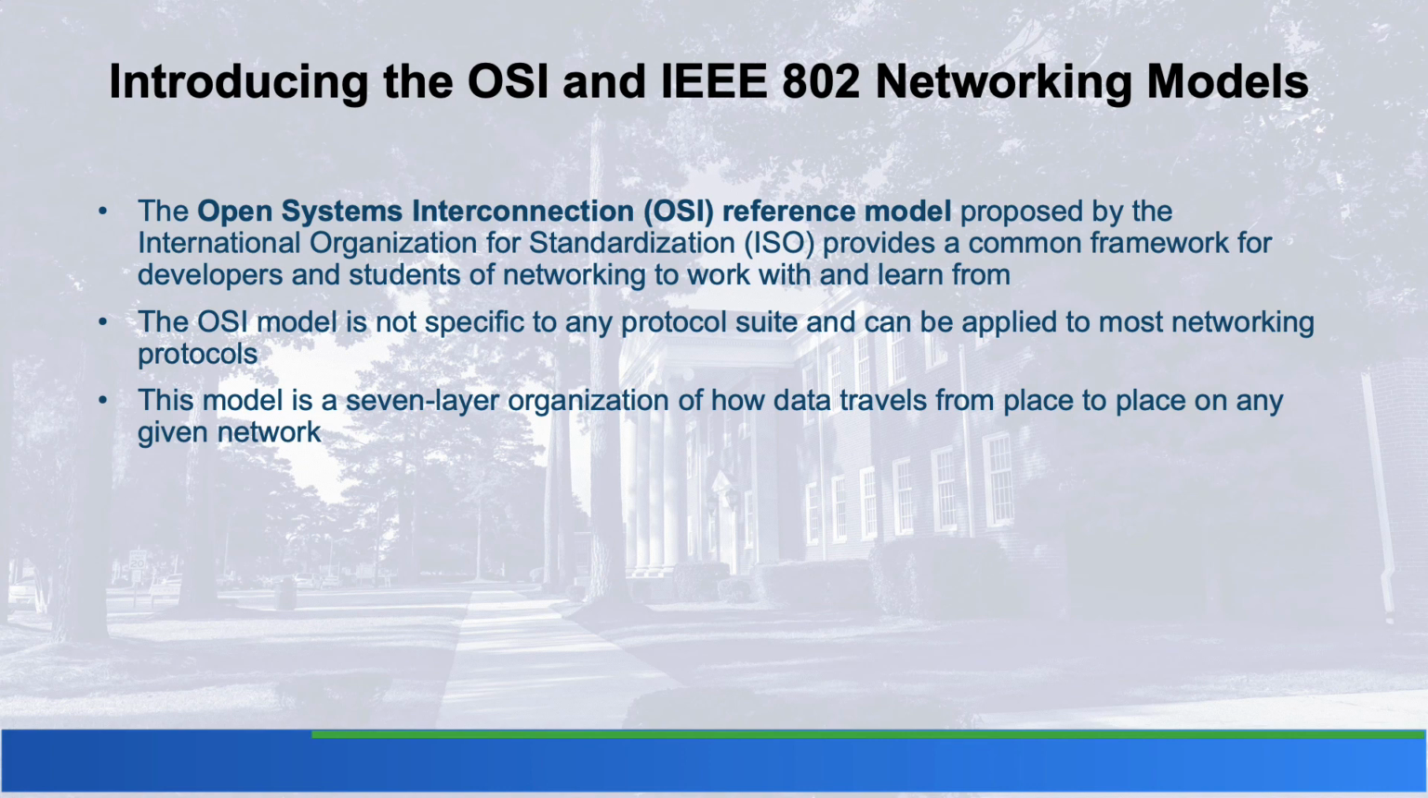And ISO came up with this OSI reference model so that these manufacturers could come together, and if they followed the same model with their products, then their products would be able to speak with one another. They would be interoperable. So that means that I could buy equipment from other manufacturers, and it would work with other manufacturers' equipment.